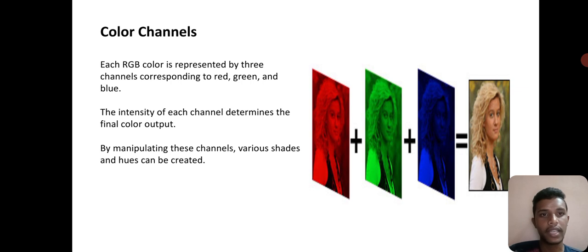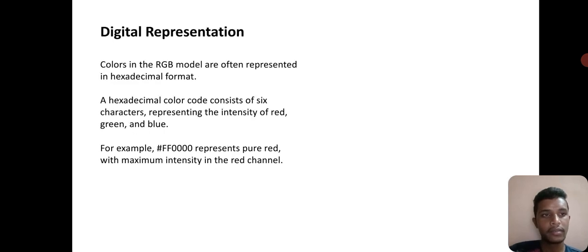And the color channels. Each RGB color is represented by three channels corresponding to red, green and blue. The intensity of each channel determines the final color output. By manipulating these channels, various shades and hues can be created.